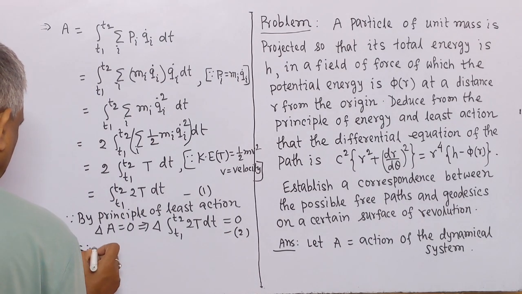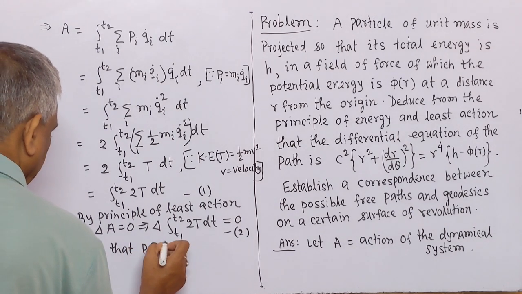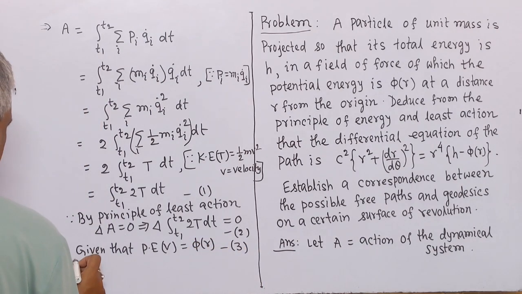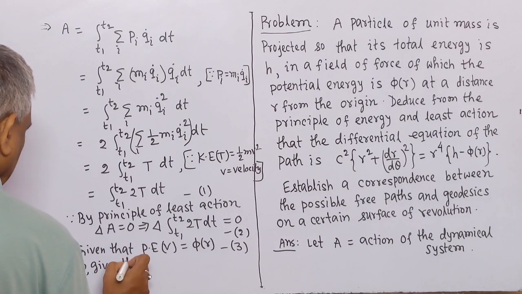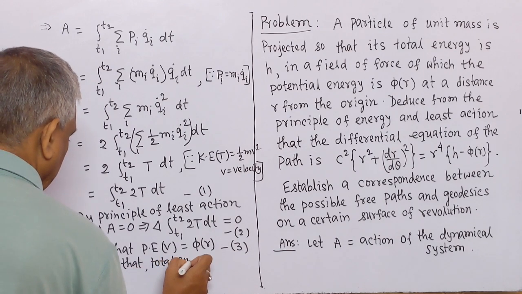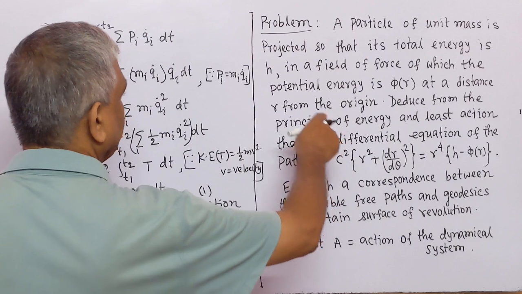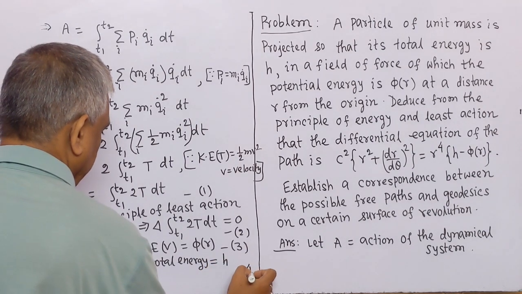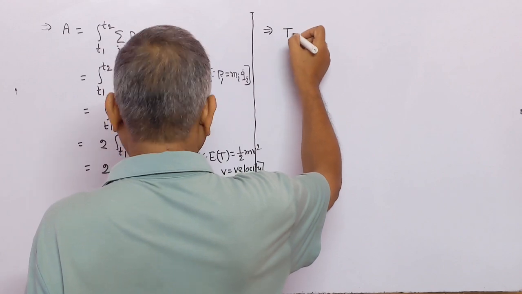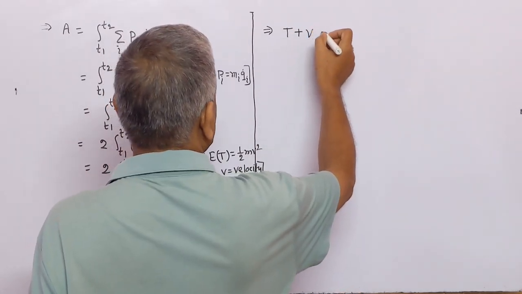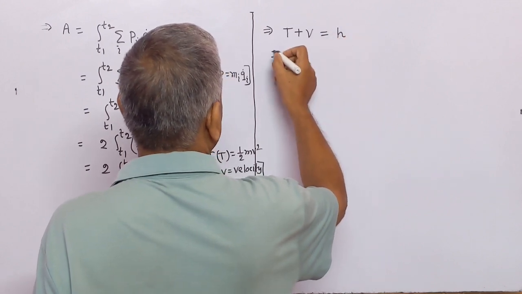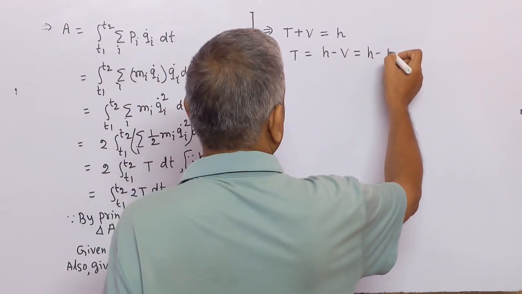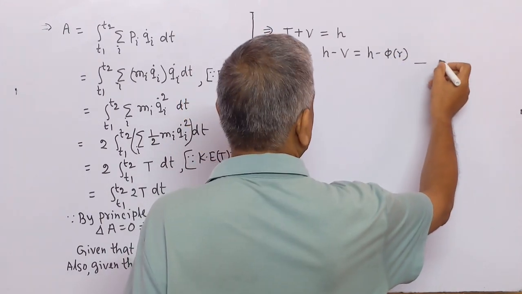Given that the potential energy V is a function of r, this is number 3. Also given that the total energy is h, let this be number 4. This implies that T plus V, kinetic energy plus potential energy, equals h, so T equals h minus V, that is h minus phi(r). Let this be number 5.